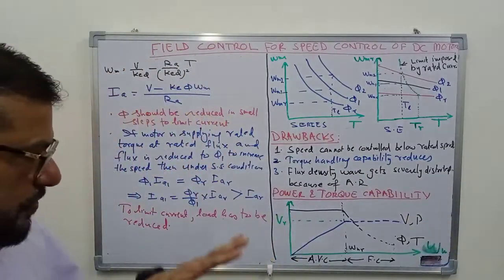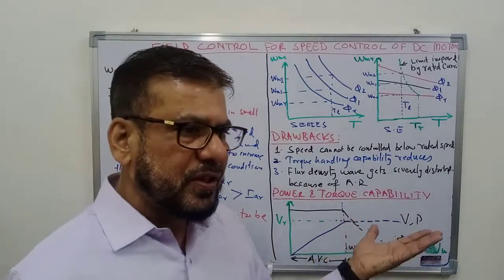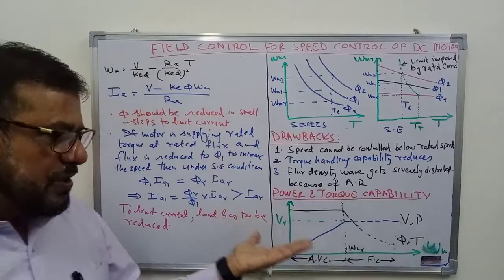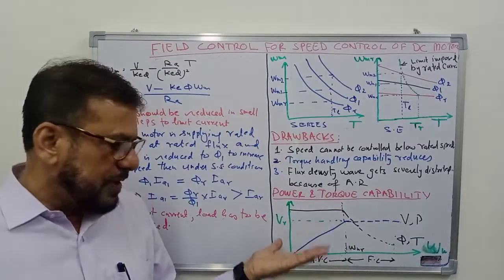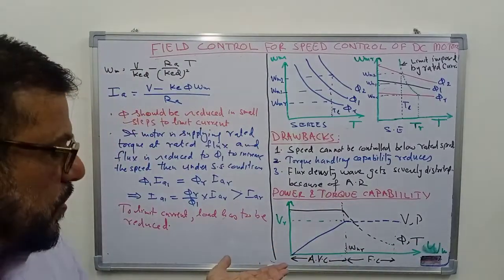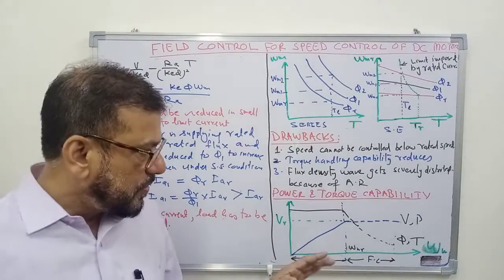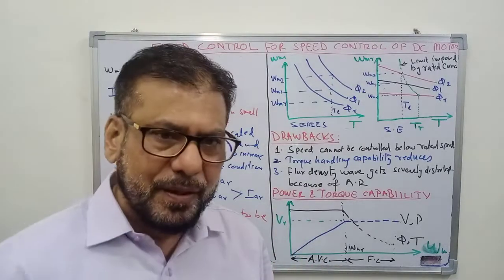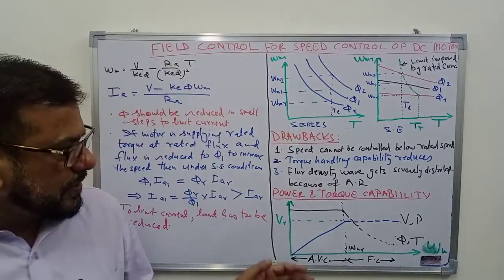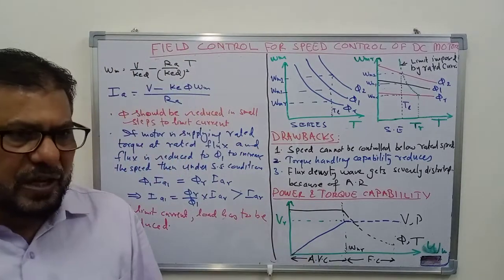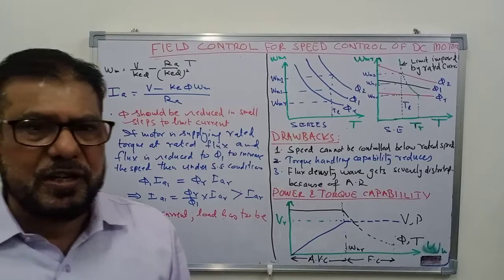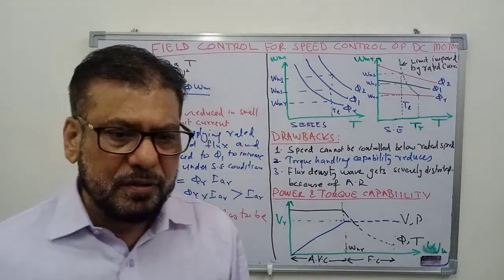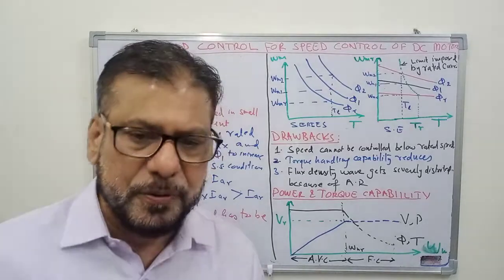So the field control drive is called constant power drive, while the armature voltage control drive is known as constant torque drive. So this is an important thing that you must remember. Now we should discuss how to implement the field control method. What are the ways you can implement the field control method? I will discuss it just now.